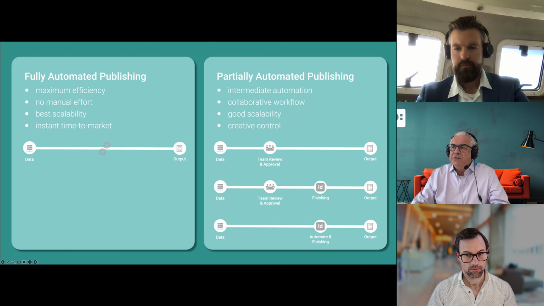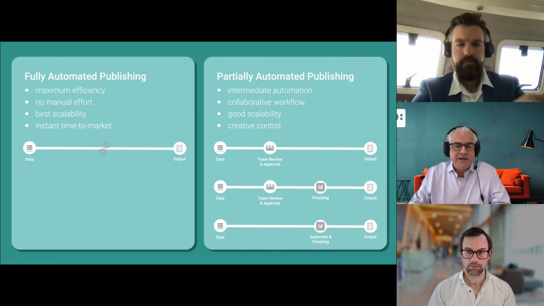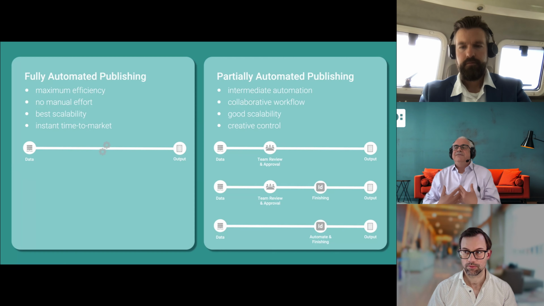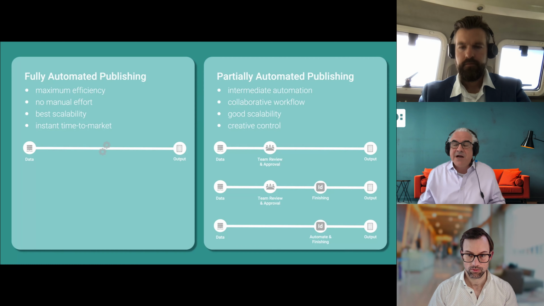So when we talk about fully automated publishing, that's really producing fully automated from data, completely data driven. And that actually is a brilliant thing if we could do it. It's maximal efficient. There's no manual effort during production. It gives you best scalability. So maybe you want to produce for one market, for one language a day, and you want to scale up to 50 markets and 30 different languages. You could do that with this process very simply. And you get instant time to market. So you can produce whenever the data are ready and your data sheets are ready.